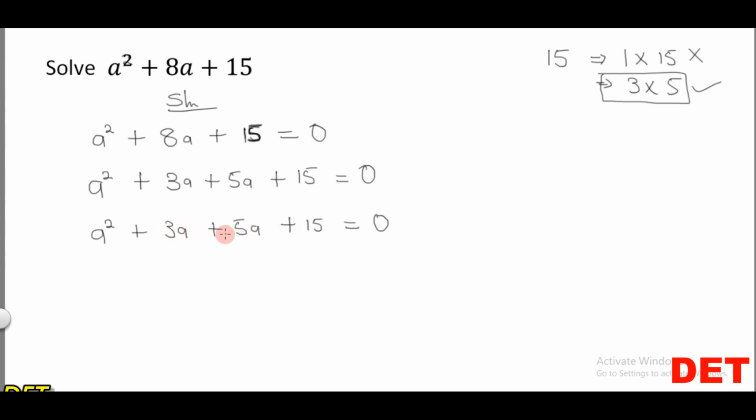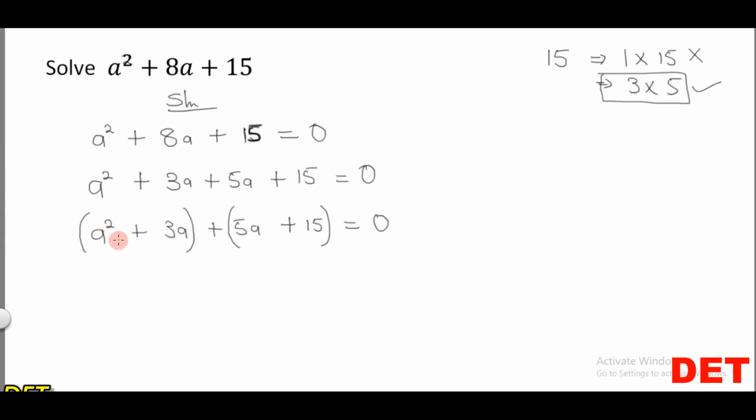The next thing I would do is to group the equation into 2. So I'll come here, open a bracket and close the bracket. I'll come here again, open a bracket and close the bracket. I have grouped my equation into 2. The next thing I will do is to factorize each of the groups.